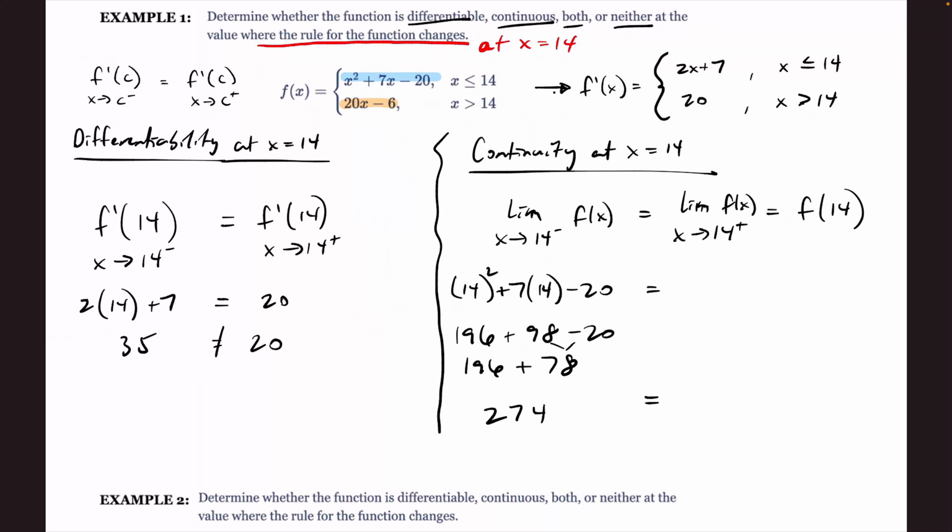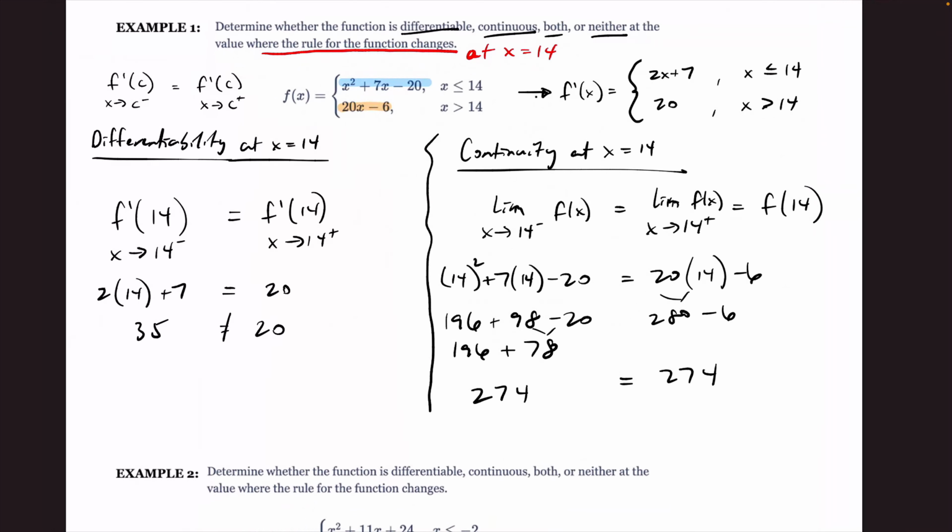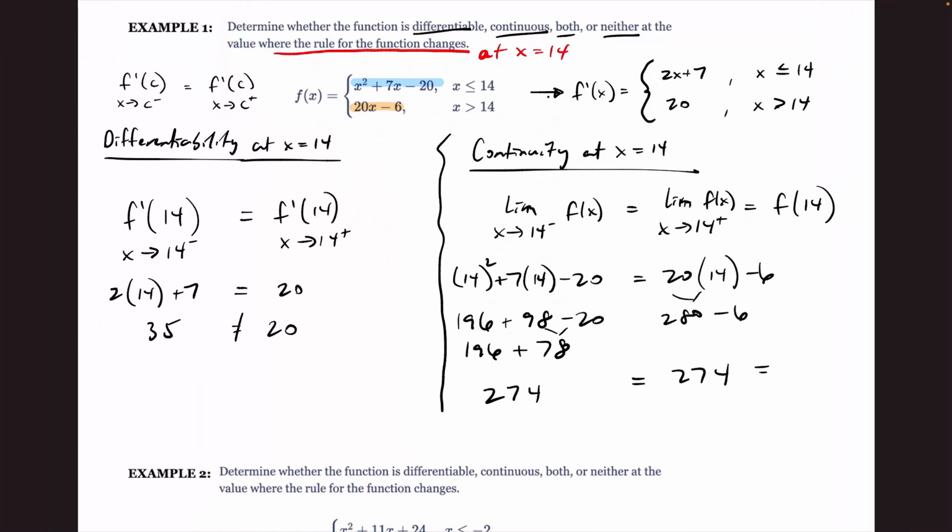Okay. So now plug it into the orange. 20 times 14 minus 6. See, 10 times 14 is 140, so double that would be 280. Minus 6, 274. And for f of 14, you would plug it into the top, right? We already did that, so 274. All of these are equal.